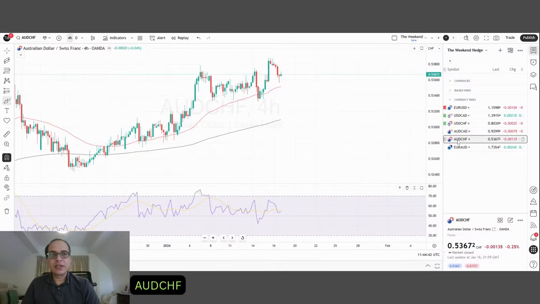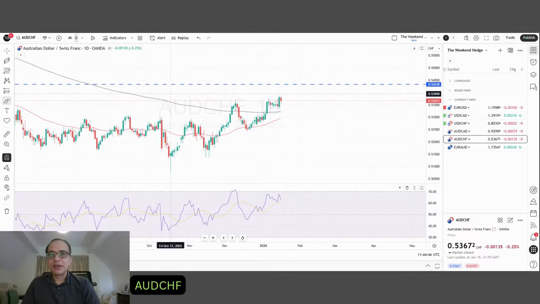AUD CHF, again, the CHF, that's the Swiss franc, has been weak. And the Aussie dollar is the stronger side, so we're trying to trade a stronger currency against a weaker currency. There is resistance at around 0.543. So we would be looking at trading into that.